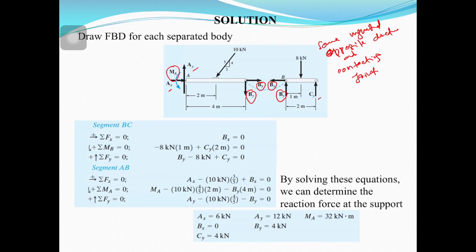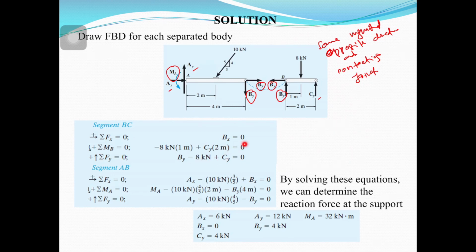So for the member AB you have 1, 2, 3, 4, 5 unknowns. For the member BC you have 1, 2 and 3 unknowns. So you can solve this using, first, okay, using equation of equilibrium. Fx equals 0, moment at B equals 0 and Fy equals 0, you get the answer Bx, By and Cy.